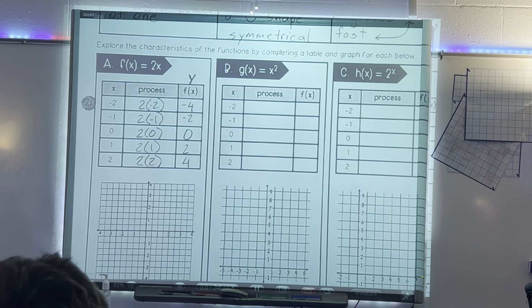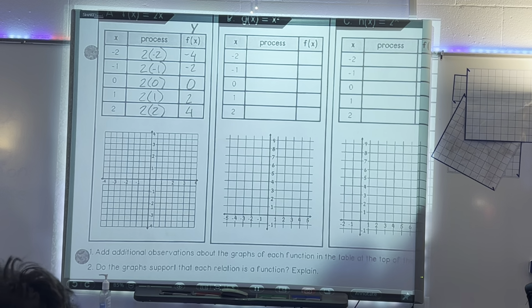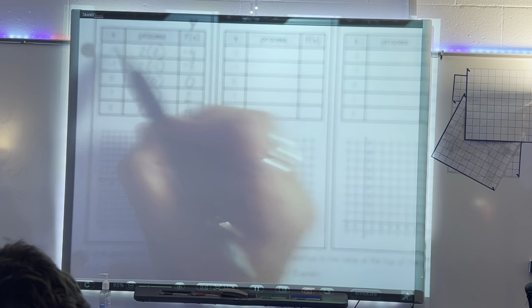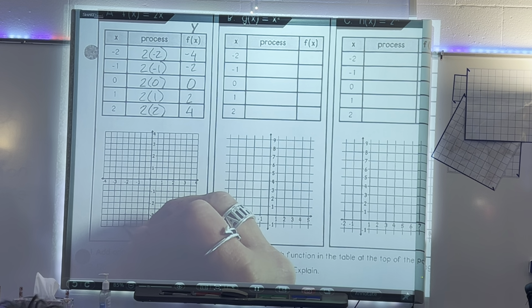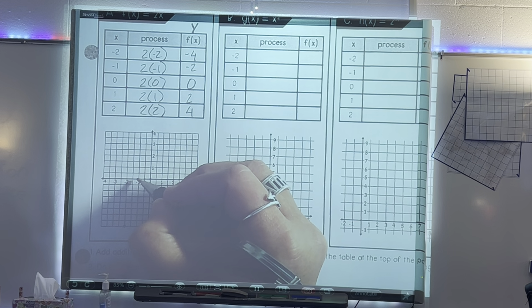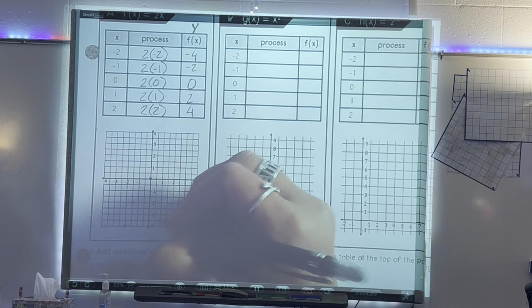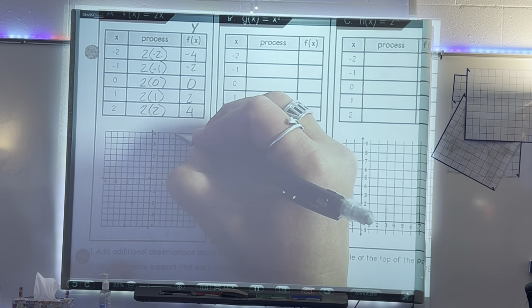Okay, so I'm going to go down here, and I'm going to take these ordered pairs, and I'm going to put them on my graph down here. So I'm going to do them in the same order. So I have negative 2, and I go down to negative 4 down here, and then I had negative 1 and negative 2, 0 and 0, 1 and 2, and 2 and 4.